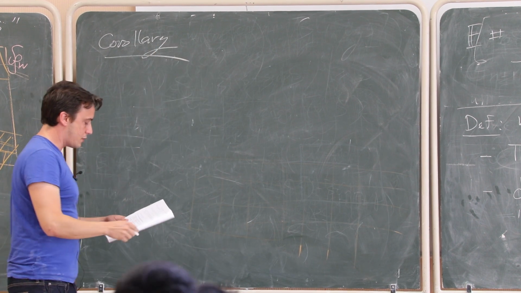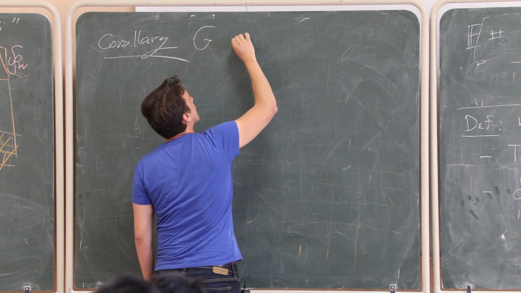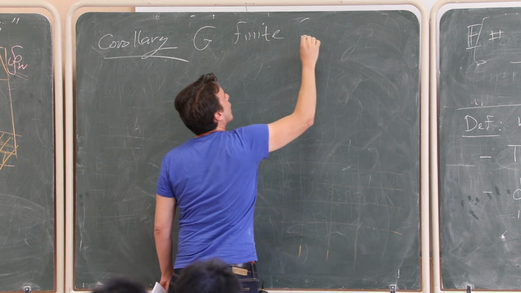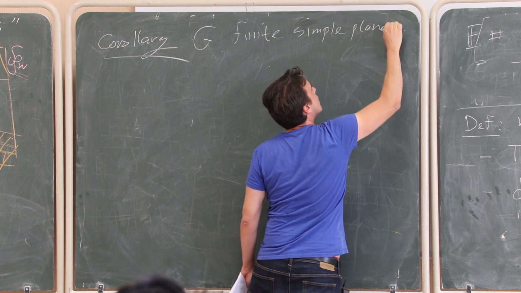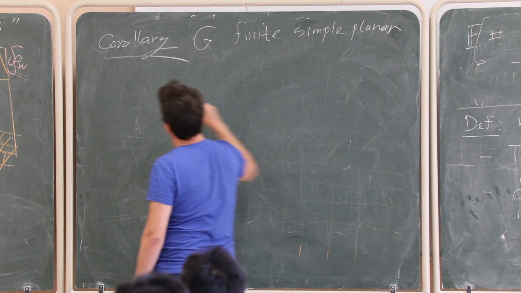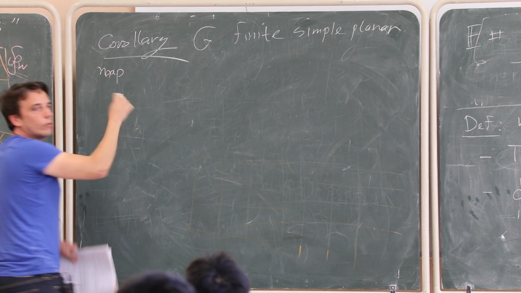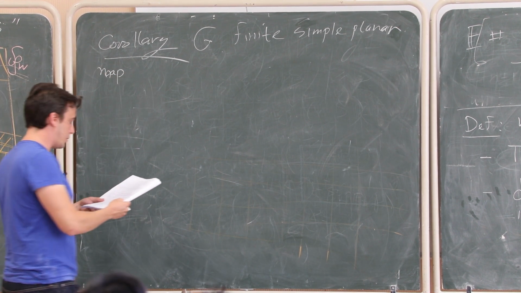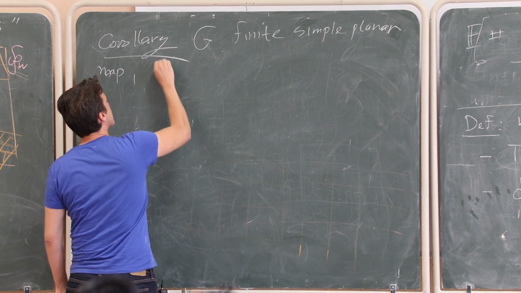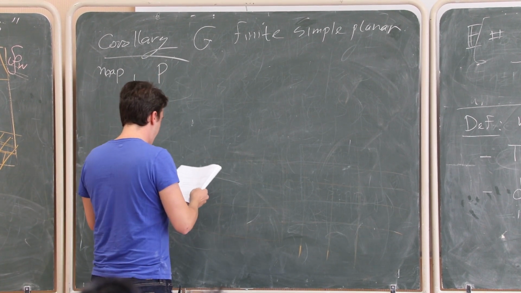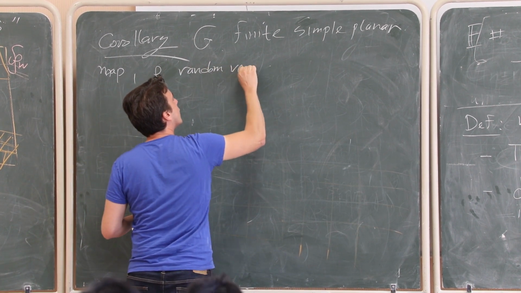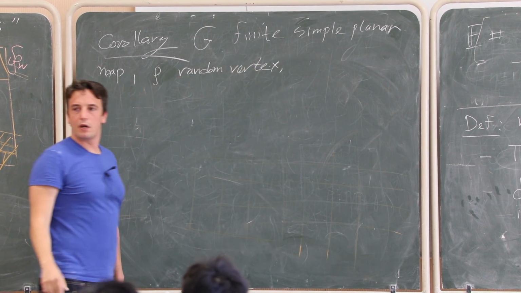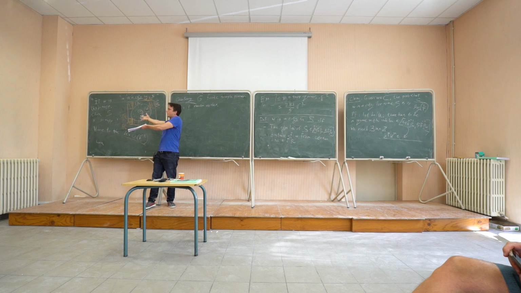All right, so the corollary is as follows. G is a finite simple planar map, and we'll only use this corollary. P is a circle packing. Let rho be a random vertex. The corollary has randomness in it, just because the magic lemma is a statement that the number of bad points cannot be too big.